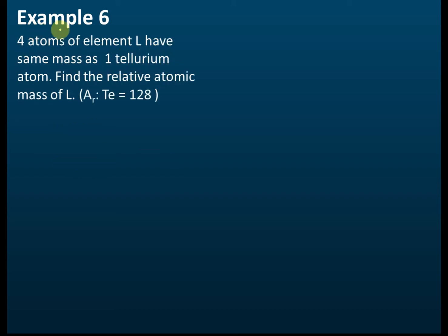Example 6. 4 atoms of element L have the same mass as 1 tellurium atom. So find the relative atomic mass of L. Let's say the relative atomic mass of L is Ar. So we learned that 4 Ar is equal to the mass of 1 tellurium atom. So that is 128. Therefore, Ar equals 128 divided by 4, equal to 32. So the relative atomic mass of L is 32.